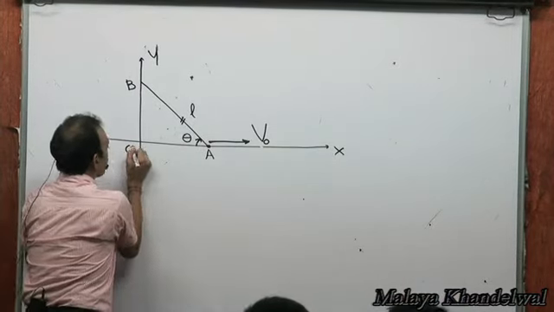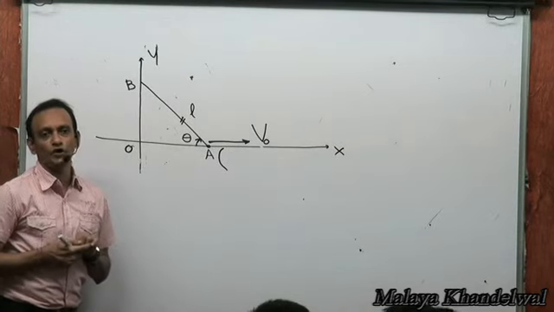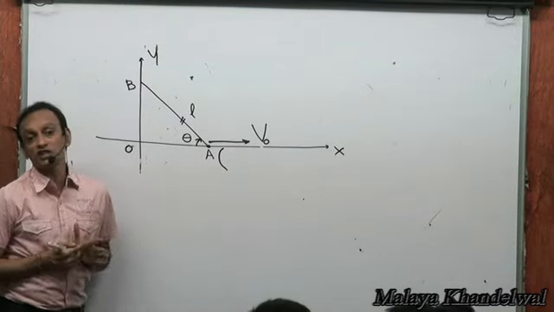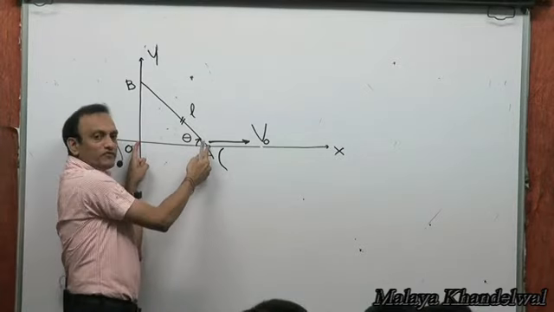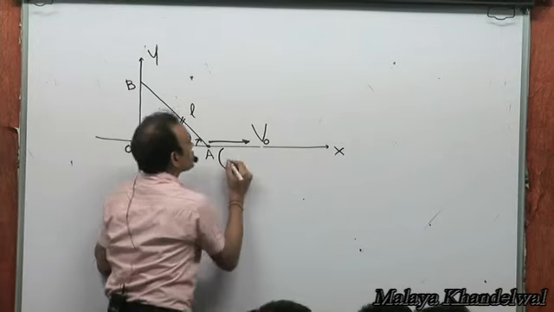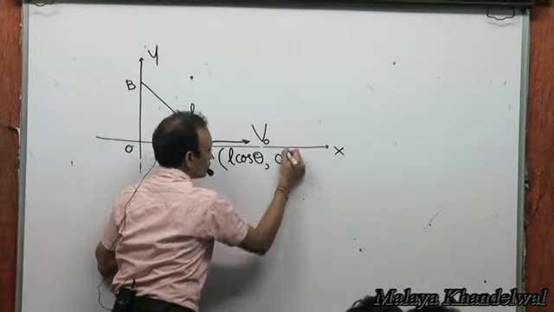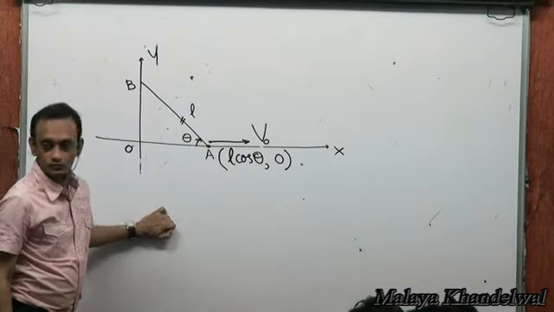Suppose this is the origin of coordinates. What would be the coordinates of the point A? Variable coordinates of the point A. L cos theta, 0, isn't it? The x coordinate is going to be L cos theta. Y coordinate is going to be 0. So L cos theta comma 0. Yes or no?